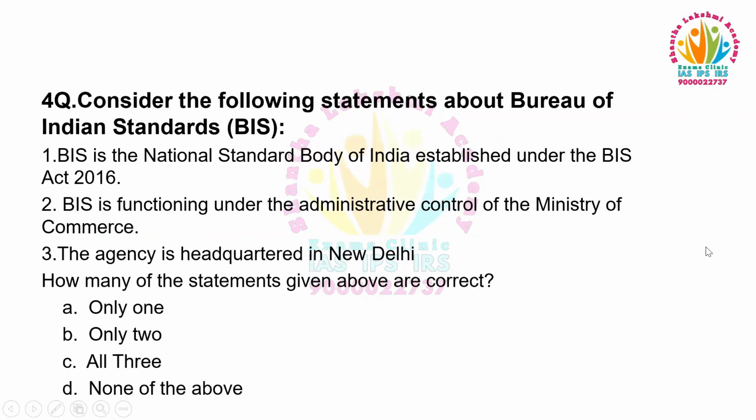So the answer is only two, because the BIS is functioning under the administrative control of the Ministry of Consumer Affairs, Food and Public Distribution, not the Ministry of Commerce. Moving to the next question.